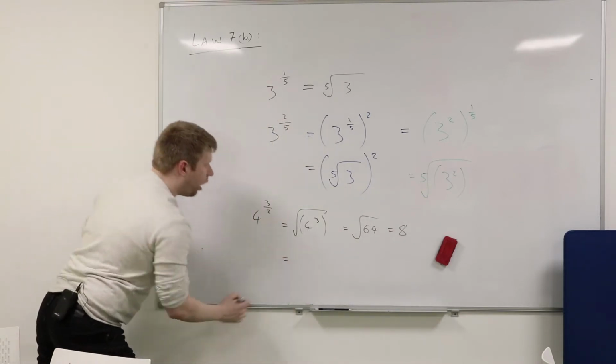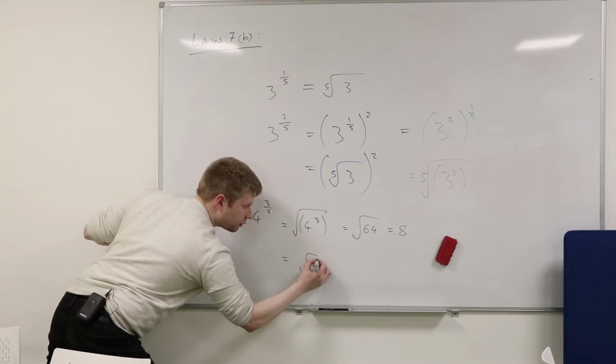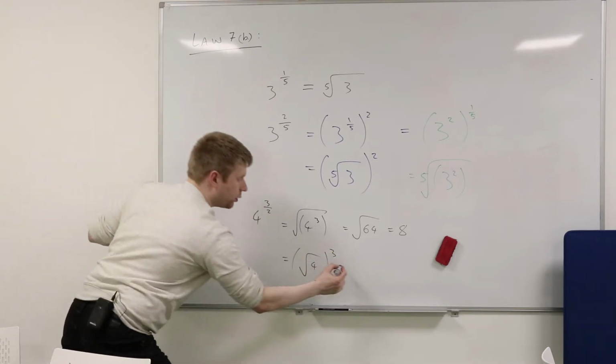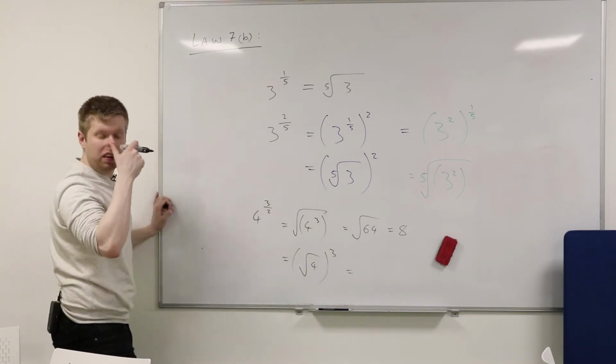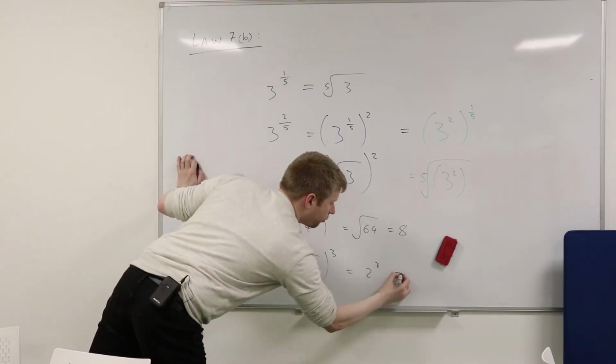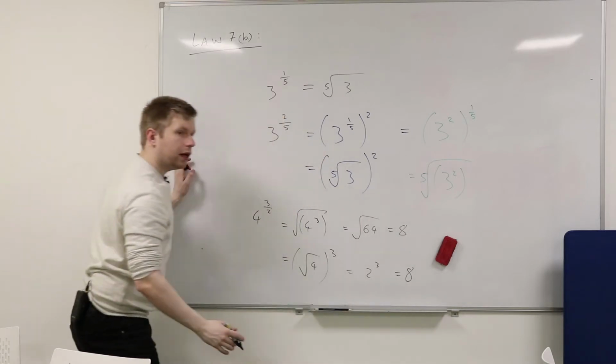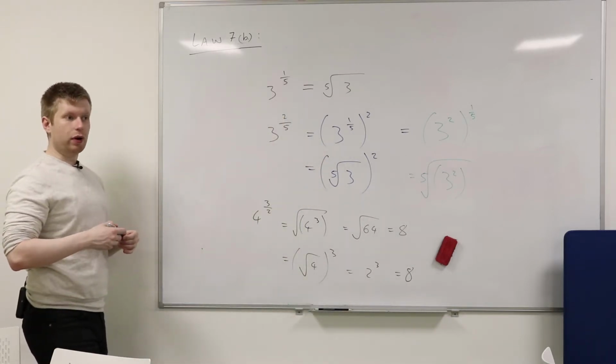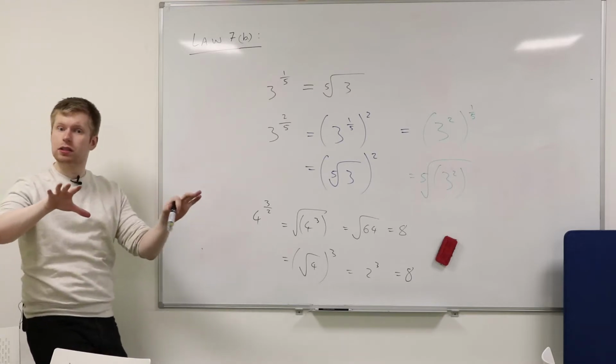What if I did the root first and then I did the power afterwards? Okay, let's do it that way round. So what's the square root of 4? 2. And what's 2 to the power of 3? 8. Okay, so you get the same answer, but which one is easier, do you think? The first one. Second one. Okay, so it's a mix, that's good.